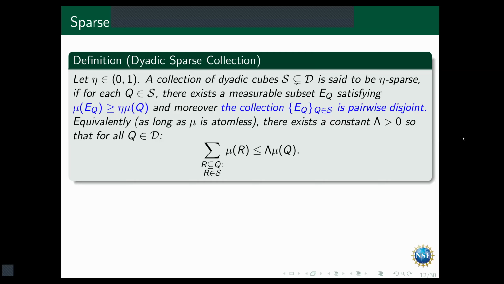There's an equivalent condition which holds as long as the measure μ is atomless, and it's a so-called Carleson packing condition. What do we do there? We stipulate that there's some constant Λ greater than 0, so that when you sum μ(R) over all dyadic cubes R belonging to the sparse collection contained in Q, you get at most a constant times μ(Q). Of course, if all the cubes in the sparse collection were pairwise disjoint, then you would just be able to bound this by μ(Q). You wouldn't need a constant there. Okay, so that's what we mean by a sparse collection.